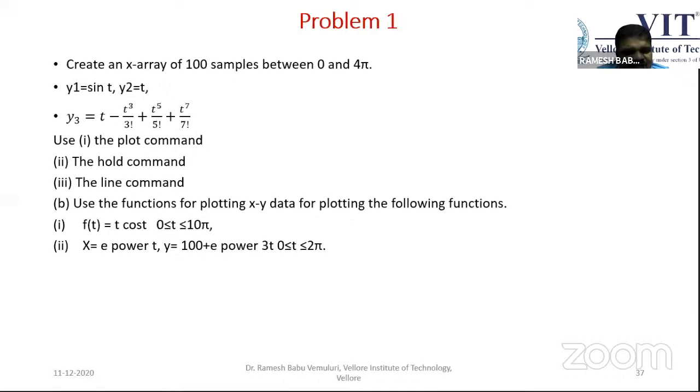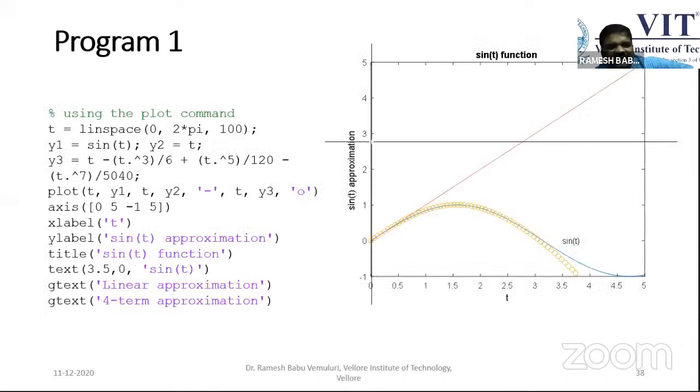And next, use the function for plotting x, y data for the following functions: f(t) equal to t cos t, where the t limits are given, and x equal to e^t, and y equal to 10 plus e^(3t). Then this is the first one.